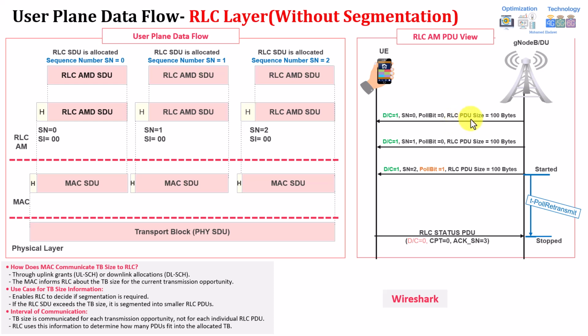So let's see the size. It's telling us the size is 100 bytes. I have this one as 100 bytes. Then it's sending the second one, sequence number 1, then the third, sequence number 2, and then sequence number 3, as you can see here. And as you can see here, the poll bit was set to 1.